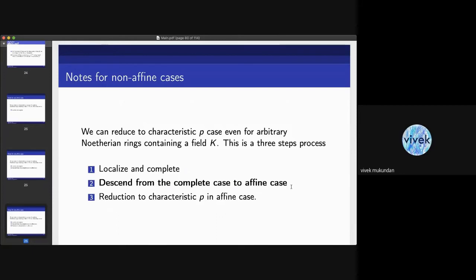Reduction to characteristic P in the affine case can be achieved, not easily, but it can be achieved. That's what we've been doing for the past 1.5 hours on Tuesday and today. But the most important part is to actually descend from the complete case to the affine case. And I kind of removed the proof for the two examples I just presented, basically because I wanted to give an idea of what part two actually means.